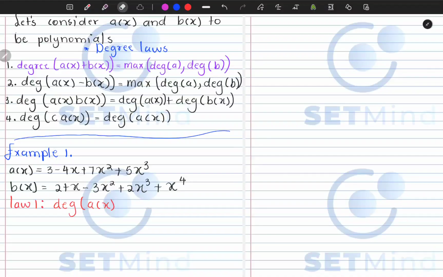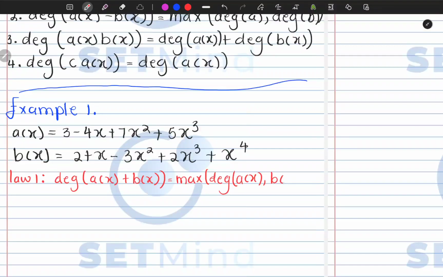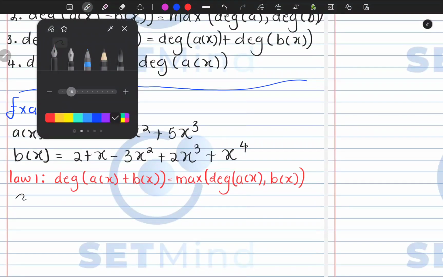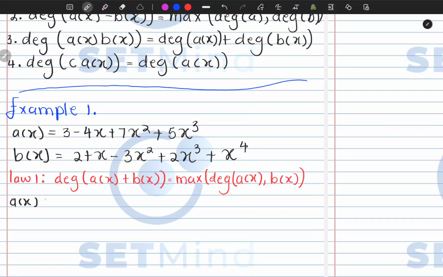Oh, no. Law 1 has the addition. So if we are finding the sum of two polynomials like this, then the degree of the answer will just be the max of the degrees of the two. So it will be the max of the degree of the function a of x and the function b of x, like this. So let's go ahead and find a of x plus b of x.